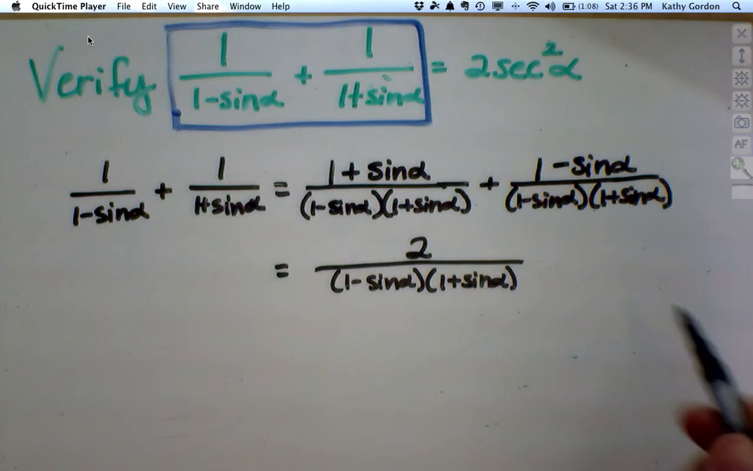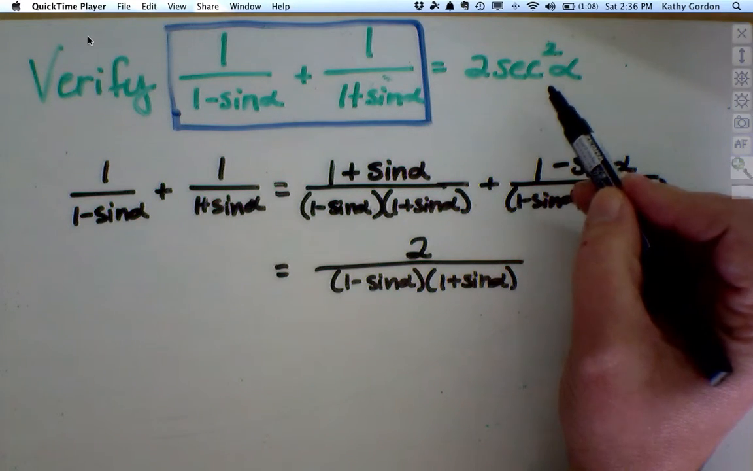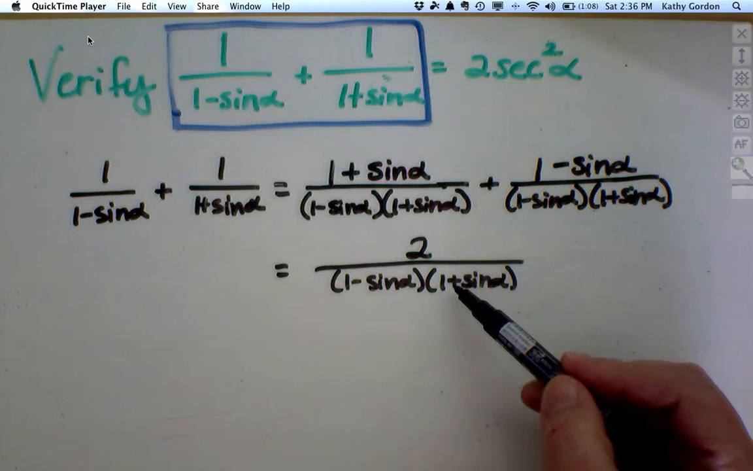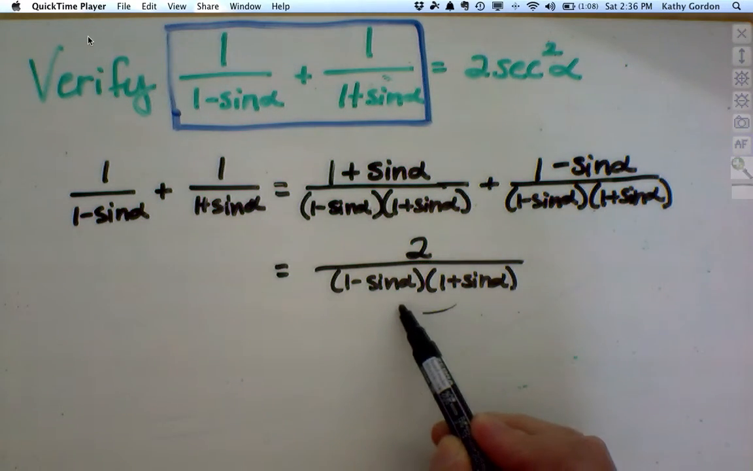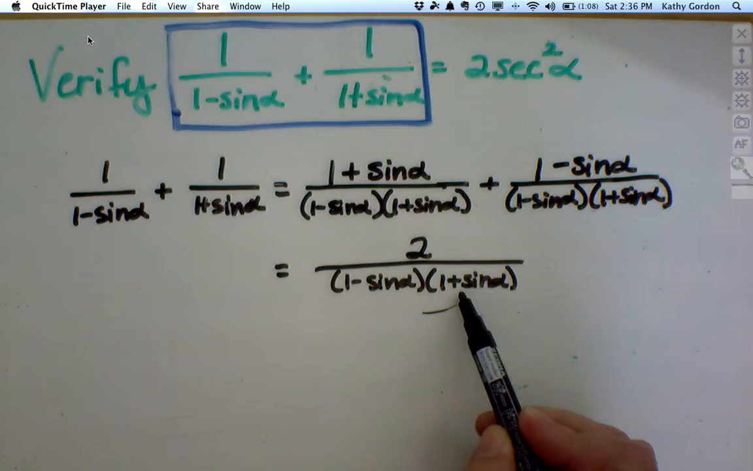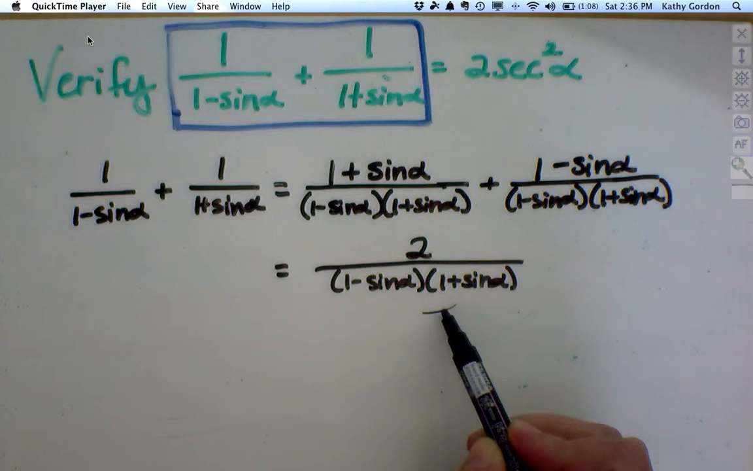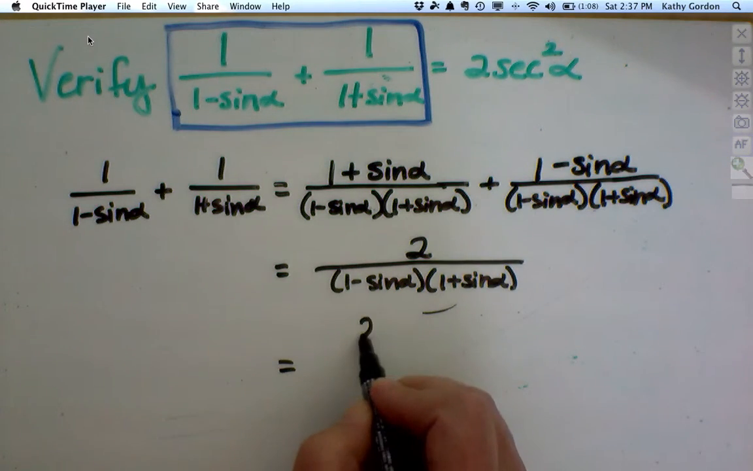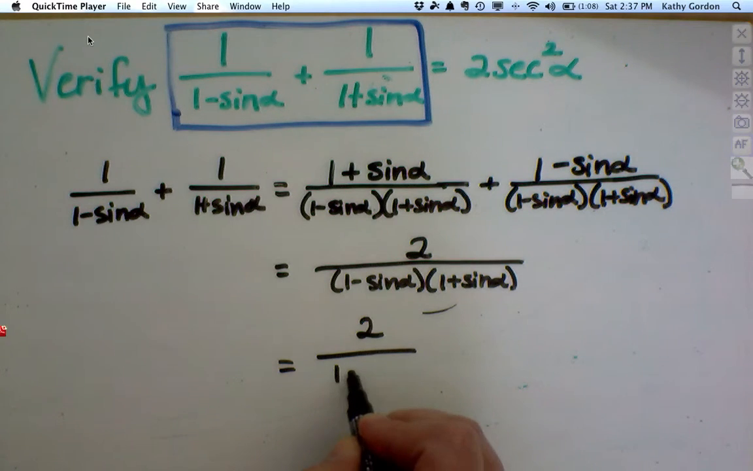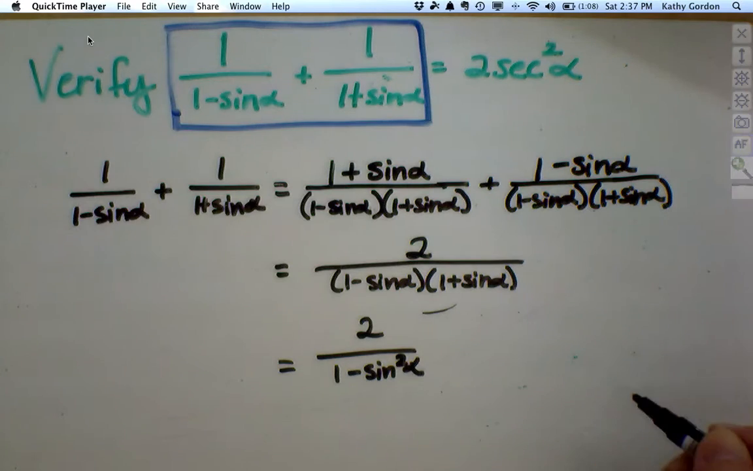All right, does that get me to this yet? Well, no, not quite. So what else can I do now? Well, I could go ahead and use a little bit of algebra and FOIL out the 1 minus sine alpha times the 1 plus sine alpha. And that's going to give me 1 minus sine squared alpha.